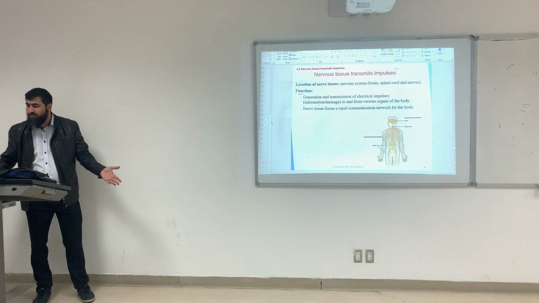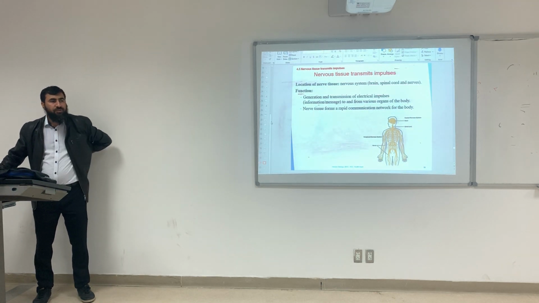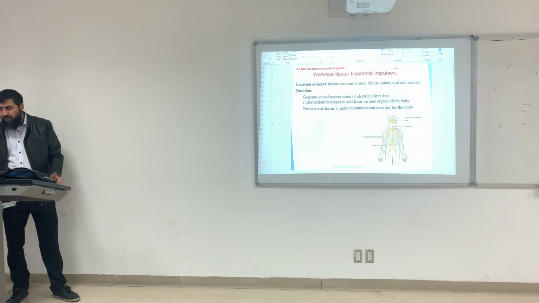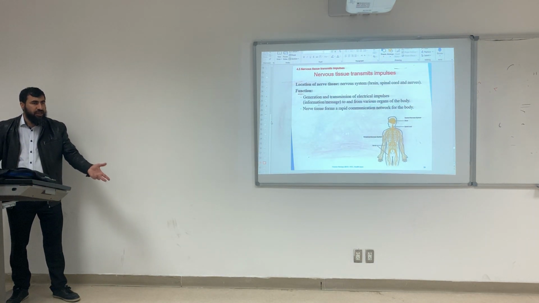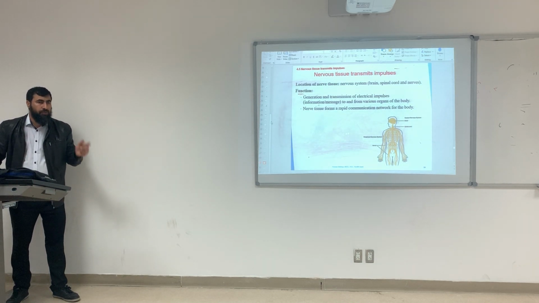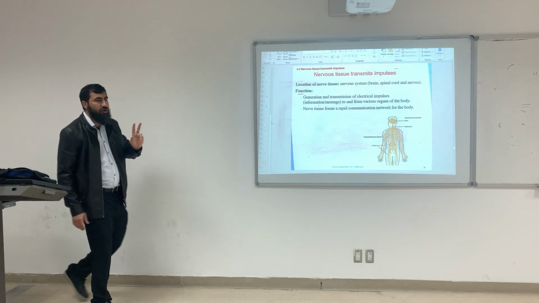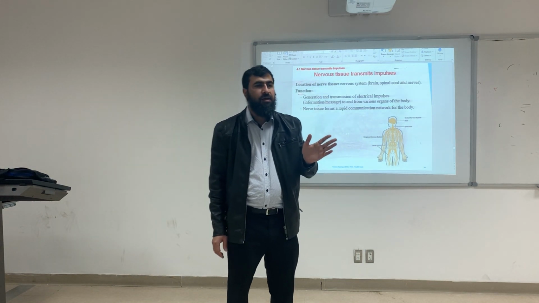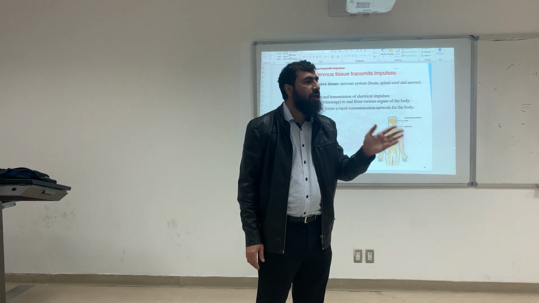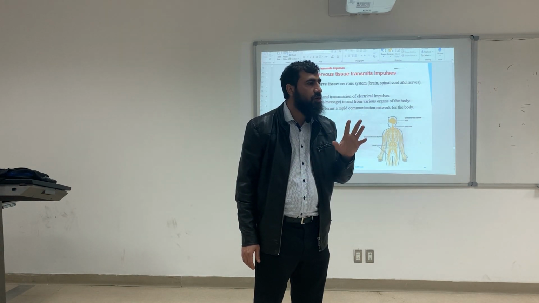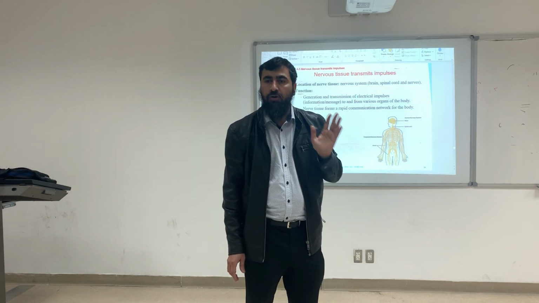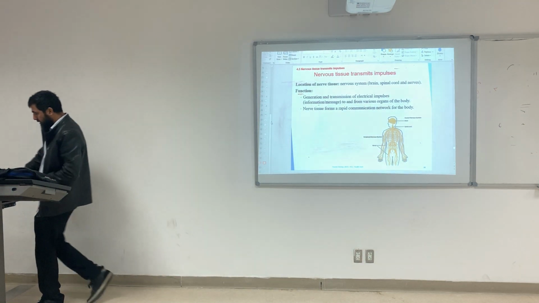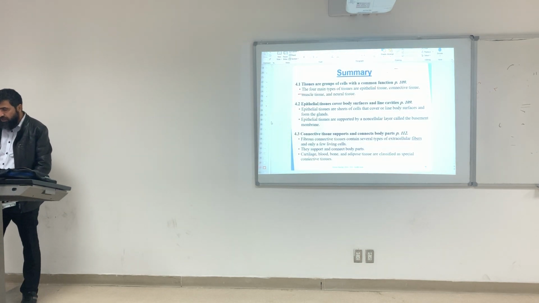So the location is the brain, the spinal cord, and the nerves. This is all nervous tissue. And generation and transmission of electrical impulses is the function of only one of the cells. Which one is it? The neurons. And the support and protection and nutrients is the glia or neuroglia, okay? Don't forget that. Alright? Let's move on to the next chapter.